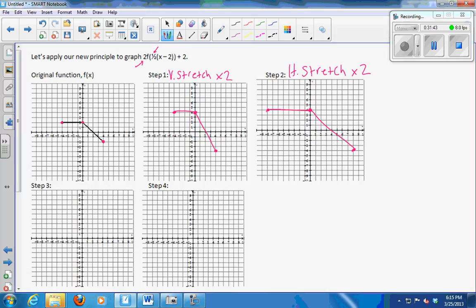Moving on to my shifts. This one inside tells me to shift how? Right 2. So I need to shift right 2 units. Okay, so to go right 2 units, I pick every x value and add 2 to it. So this point at -8, 4, it becomes -6, 4. Right? To go right 2 units, you just add 2 to the x coordinates. This point at 0, 4 becomes 2, 4. And the point at 8, -4 becomes 10, -4.